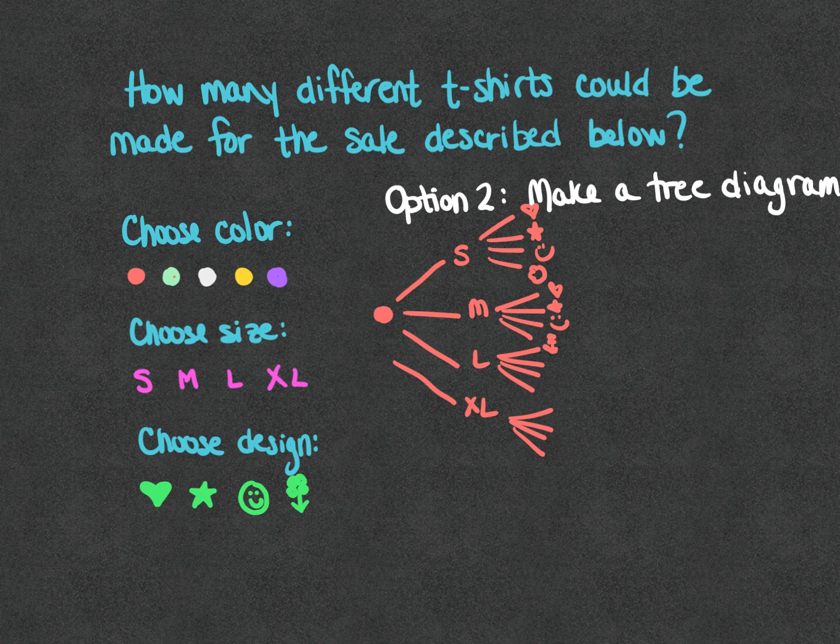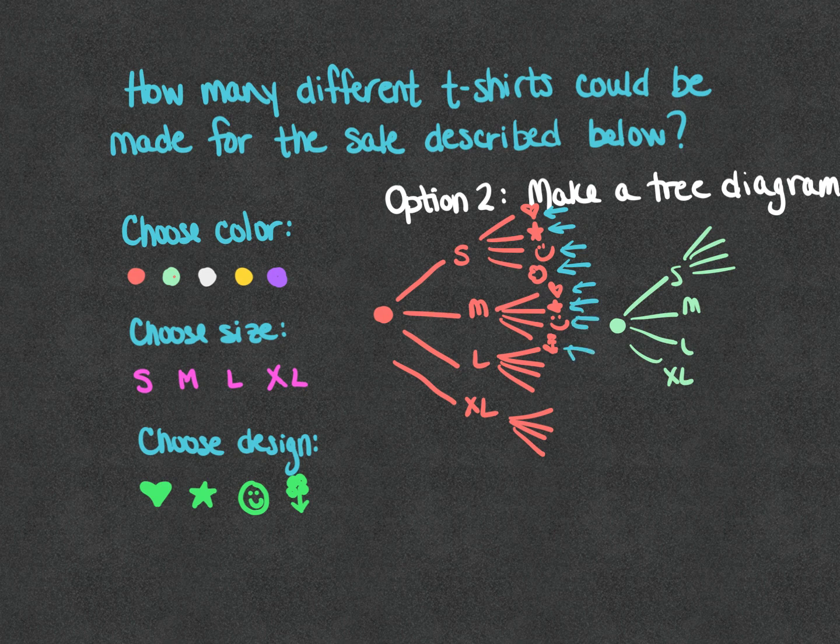And once we got done with the red, we would start with the green, and we would again branch off small, medium, large, extra large, and then all of the designs. And what you could do then is you could go along this outer one and you would count how many final branches there are in the tree. So 1, 2, 3, 4, 5, 6, 7, 8, etc., until you count all of the reds, all of the greens, all of the whites and the yellows and the purples.